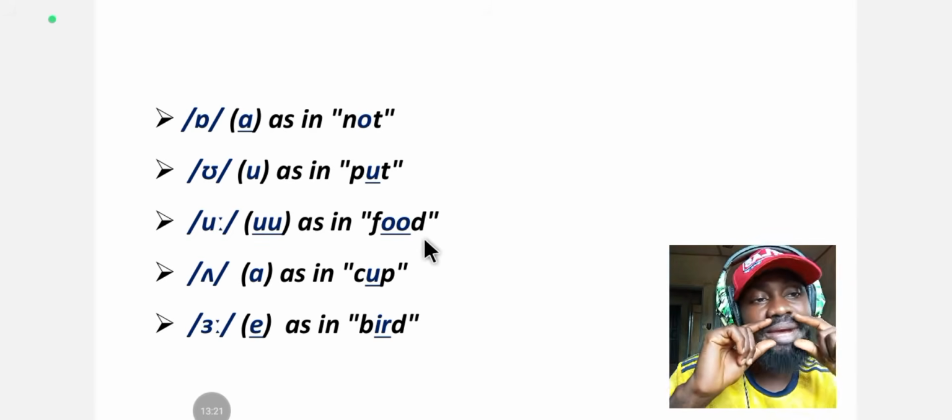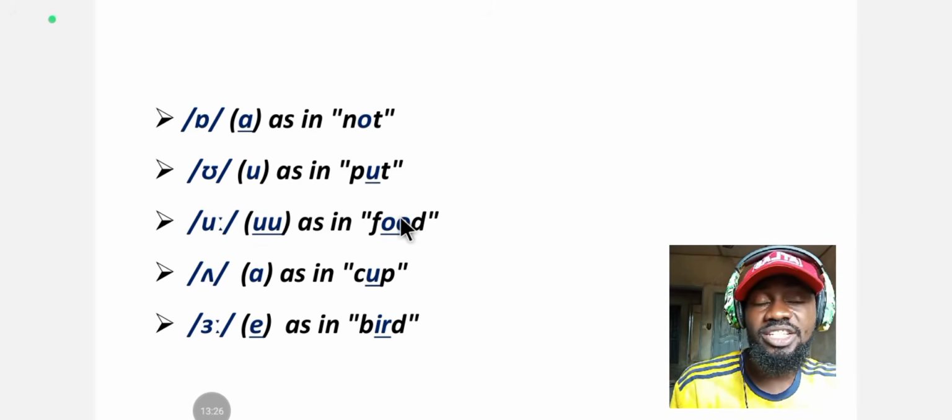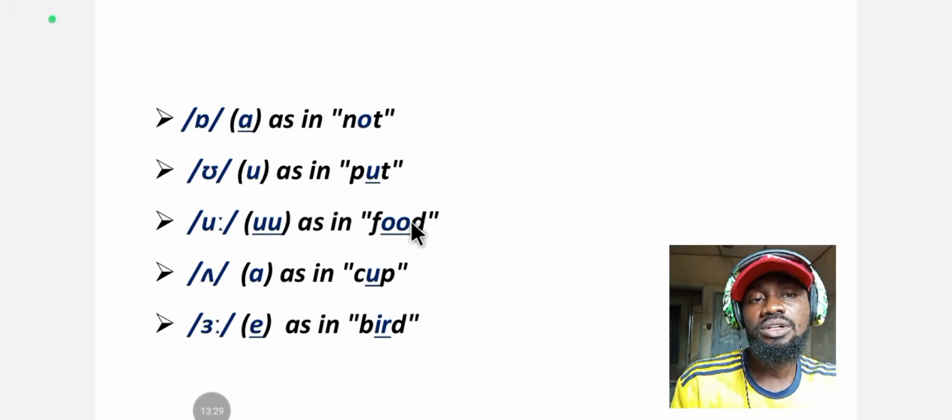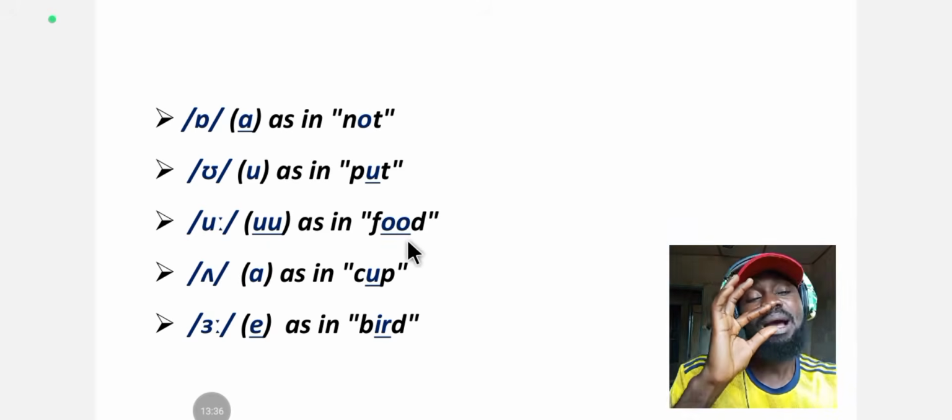You can see my lip and my mouth when I'm pronouncing this food. The position is not changing when I'm pronouncing the vowel sound. Food. For the vowel sound, the oo, look at my mouth. Food. When I'm pronouncing the vowel sound, my mouth remains in the same position.